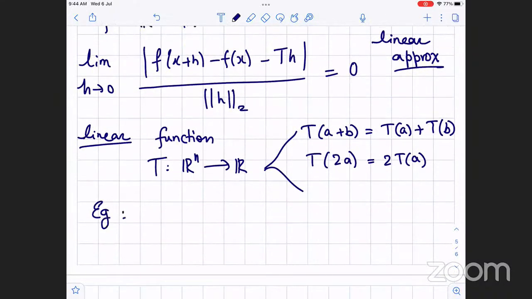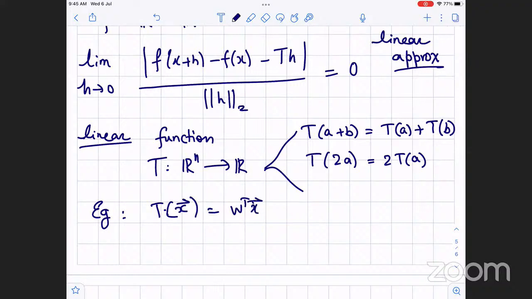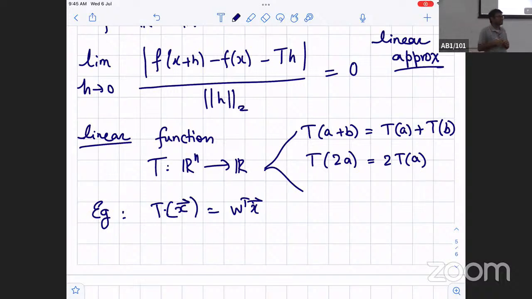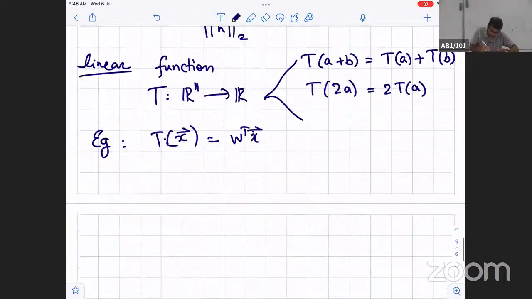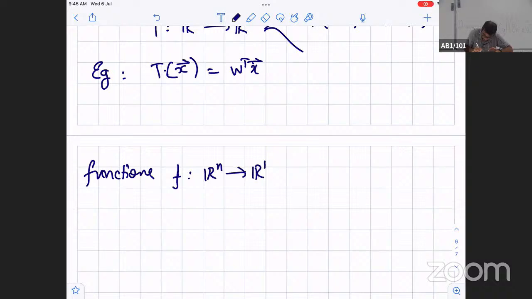For example, T of some vector X is W transpose X. So this satisfies that. You can check it; it satisfies these two properties. All right, so this is for Rn to R. Now for functions f from Rn to Rm, the definition is as follows.